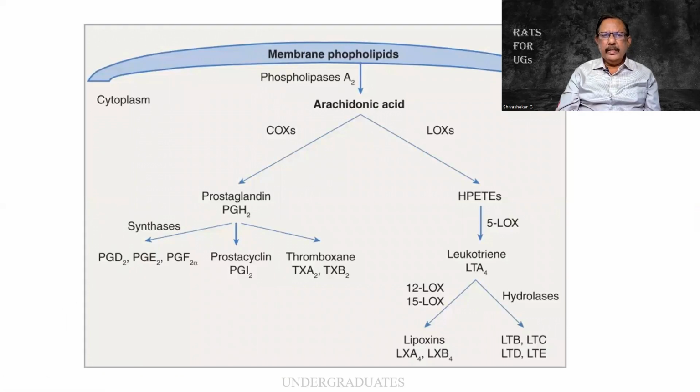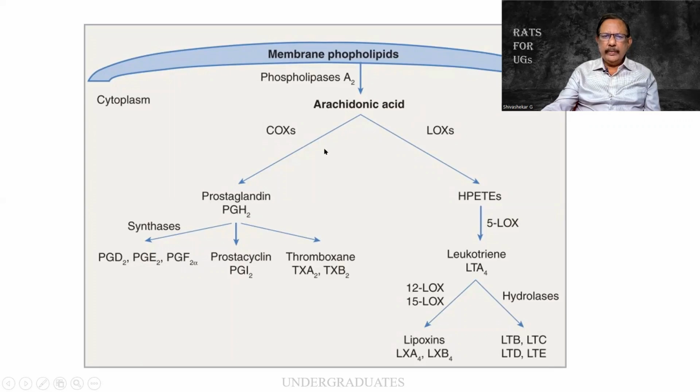This is yet another one, namely the arachidonic acid metabolism. This independently can be asked as a question. I have asked it n number of times in the test. The membrane phospholipids are acted upon by phospholipase, and it leads to the activation of arachidonic acid.